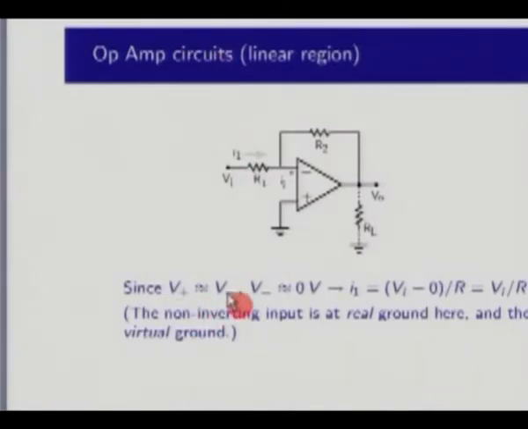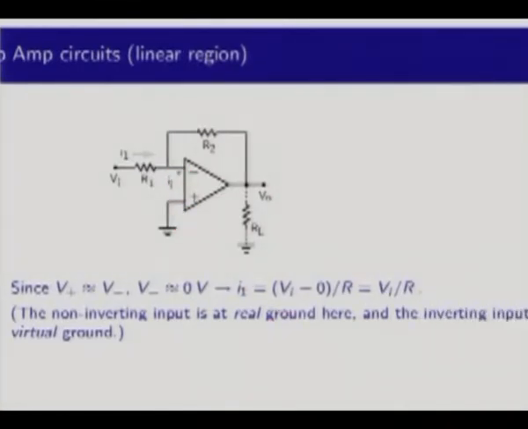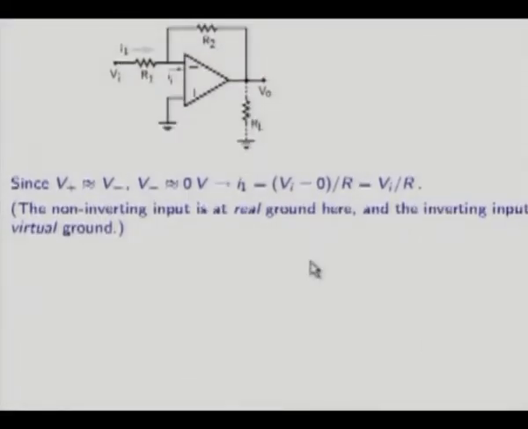Since V plus and V minus are nearly the same, and V plus here is 0, therefore V minus is also 0. That's number one. That immediately tells you what this current should be, Vi minus 0 by R1, and that is Vi by R1, that is I1. So the non-inverting input is at real ground here, and the inverting input is not at real ground, but it's at virtual ground. It's virtually the same as 0 volts, but not really at 0 volts. So that's why it's called virtual ground.